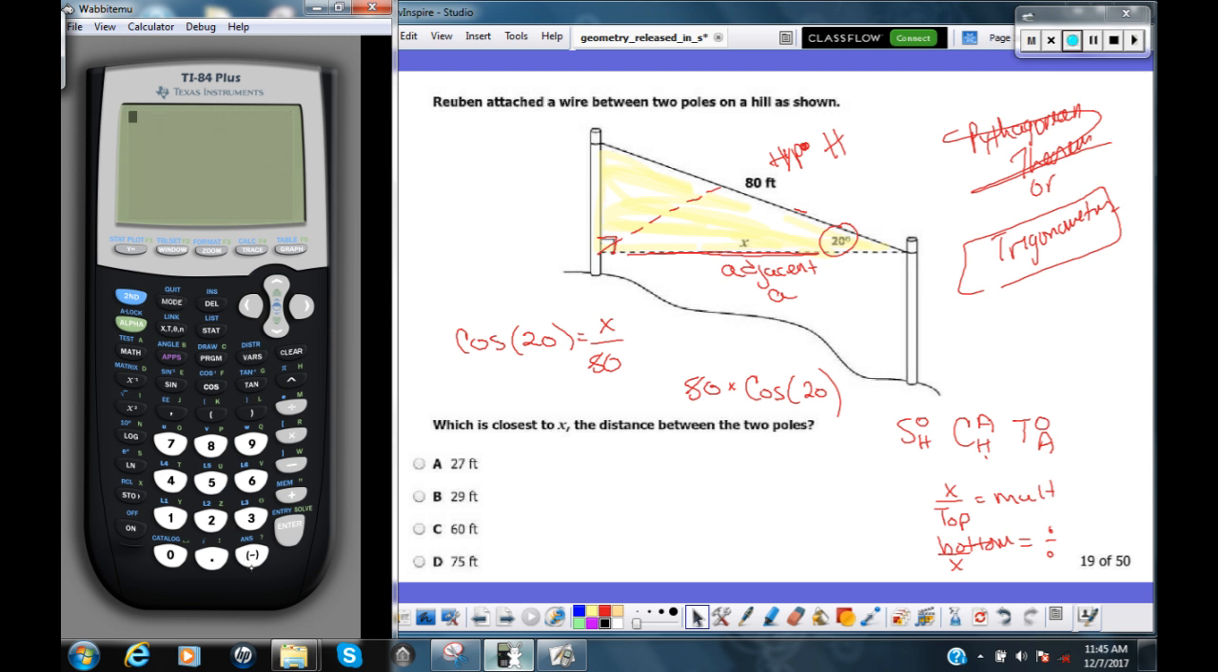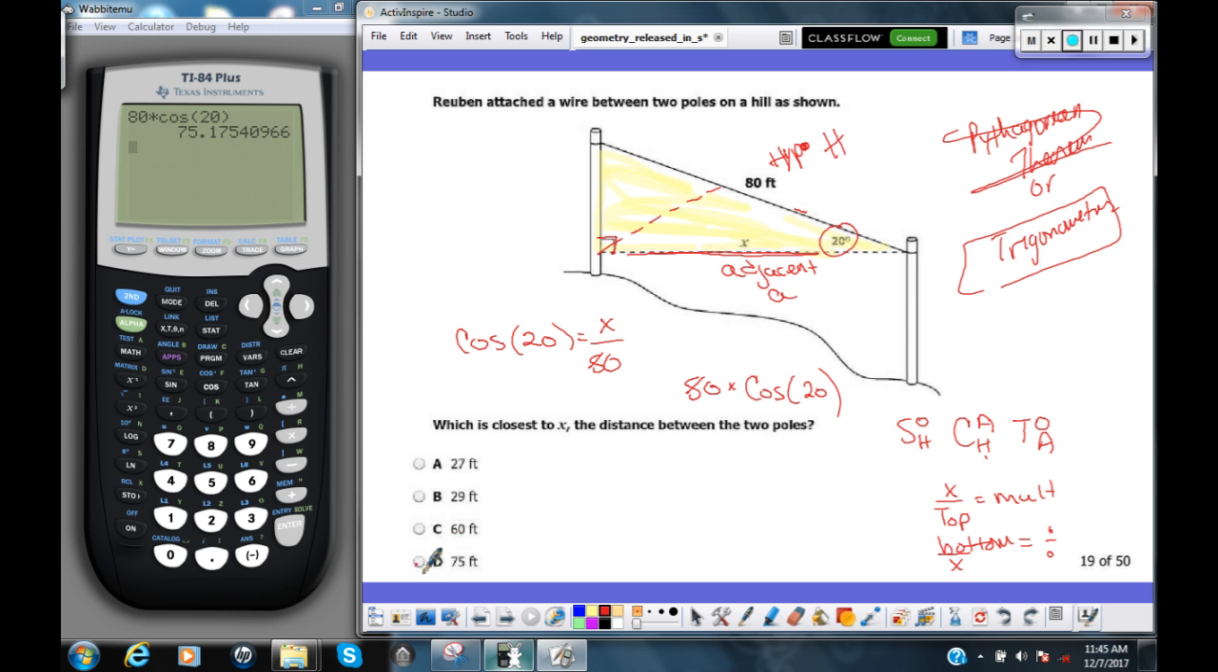Then I go to cosine. Then I type in 80 times cosine 20. Close your parentheses, and you get 75 feet.